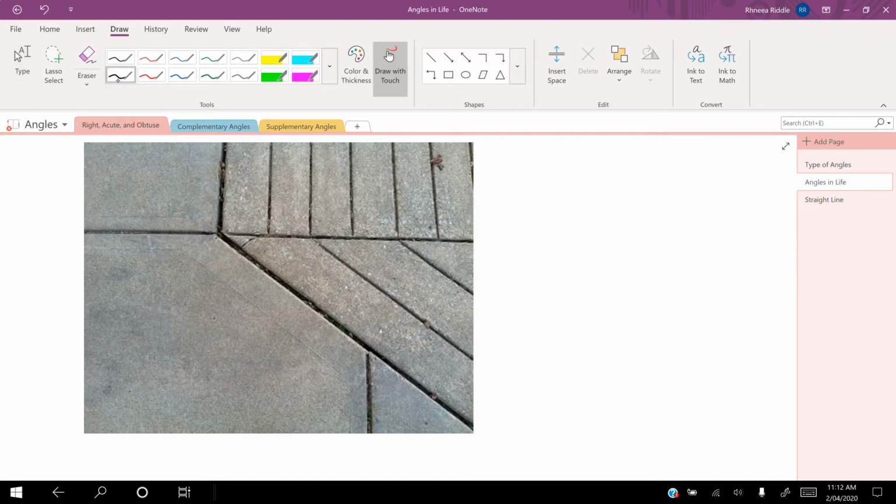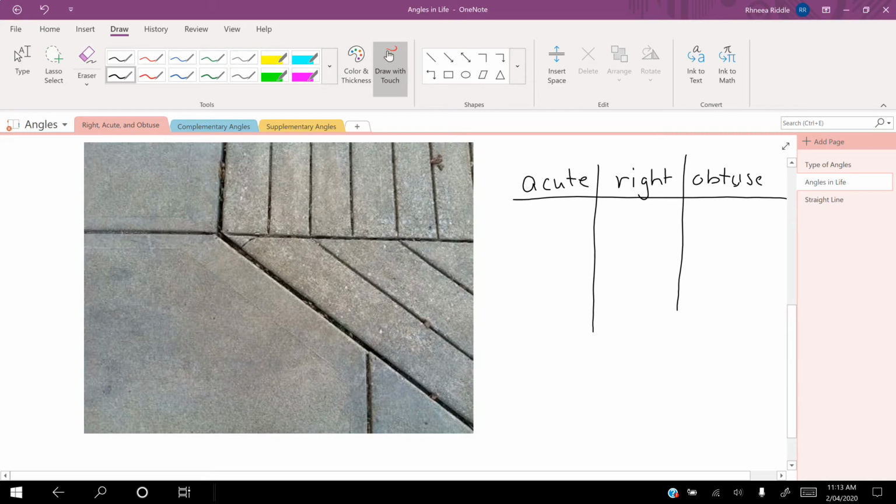So you're going to put how many acute there are, how many right, and how many obtuse there are in this image. So go ahead and pause this video now so you can go through and try finding all the angles you can.